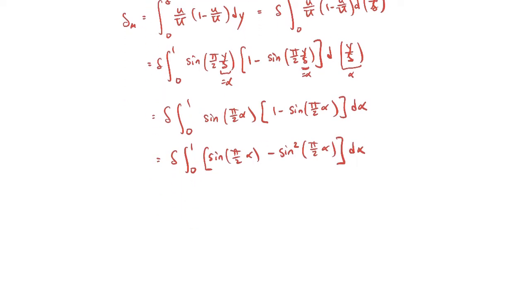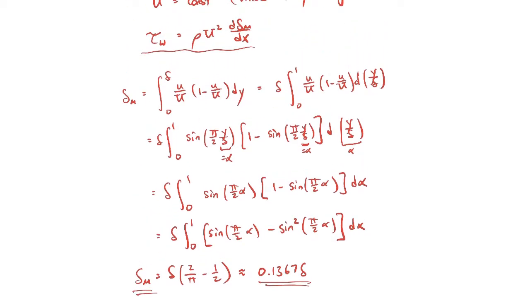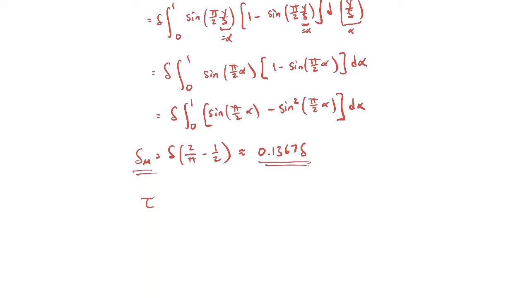All right, so we can go ahead and solve that integral, and I won't go through all the steps of that, but you can use an integral table to look up the results for this integral. And if you work it all out, you'll get the following, that the momentum thickness is equal to delta times 2 over pi minus 1/2, which is about equal to 0.1367 delta. Okay, so now we can substitute this expression back into our Kármán momentum integral equation expression right up here. So let's go ahead and do that. Oh, actually, let me bring the numerical value out front.